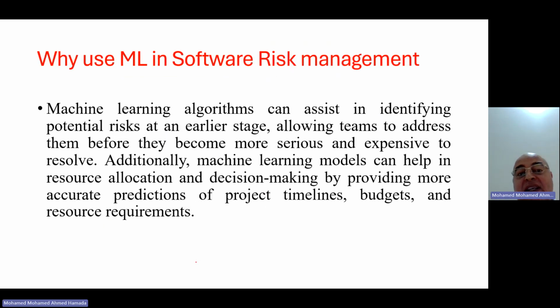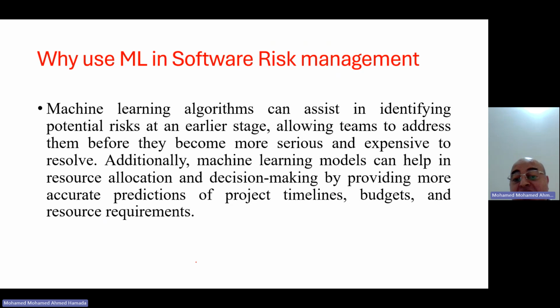Why are we using machine learning in software risk management? Machine learning algorithms can assist us in identifying potential risks at an early stage, allowing teams to address them before they become more serious and expensive to resolve. Because if a risk happens during the project, it will be very costly to resolve.